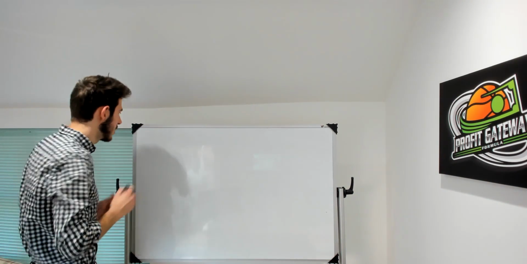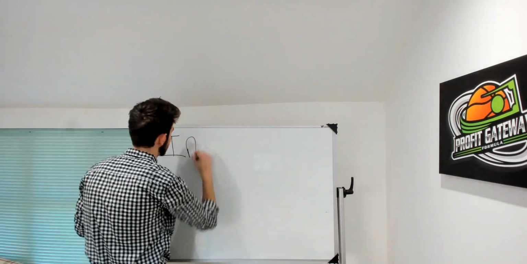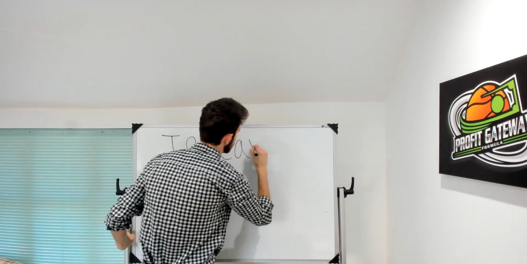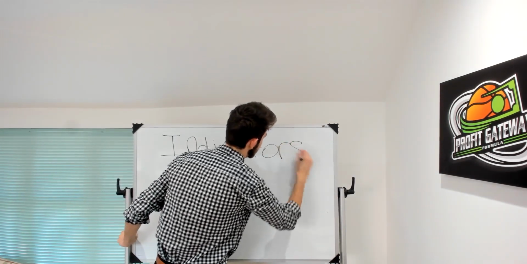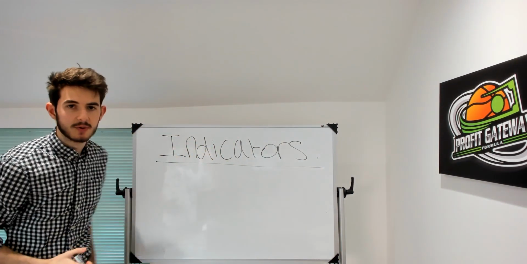So let's get the word up on the board here. Let's get the word indicators nice and clear. Okay. So there you can see across the top of the board the word indicator.